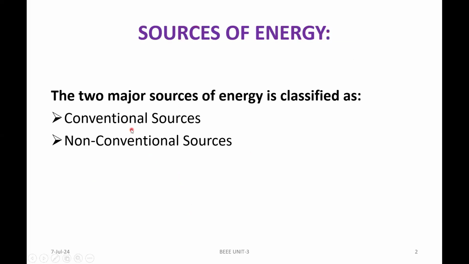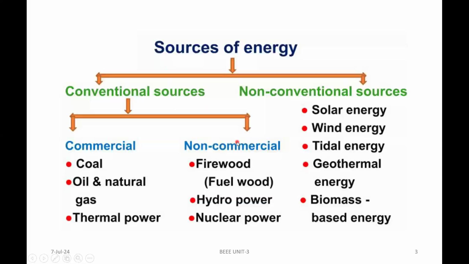The main classification of sources of energy here is conventional sources and non-conventional sources. These are the different sources of energy. In conventional sources, we are having some commercial and non-commercial. In terms of commercial, we are having coal, oil, thermal, whereas in non-commercial we are having firewood, hydro, nuclear. In terms of non-conventional, solar, wind, tidal, geothermal, biomass energy.